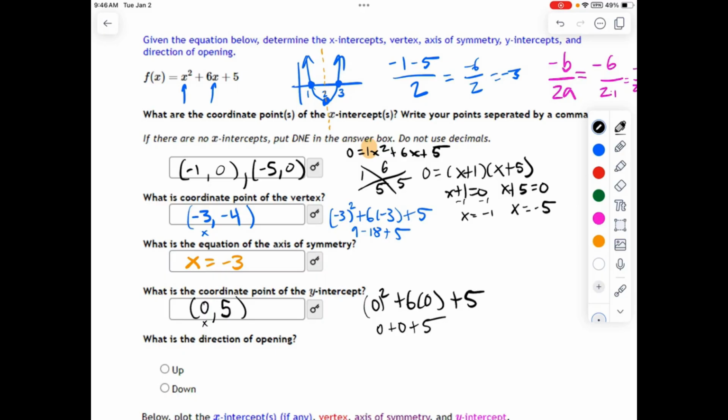When in standard form, you might notice that your constant, the value without a variable, will always be your y-intercept in standard form. Always.